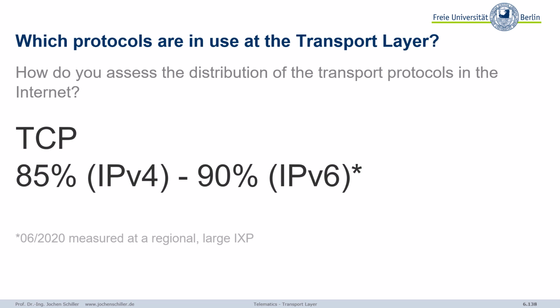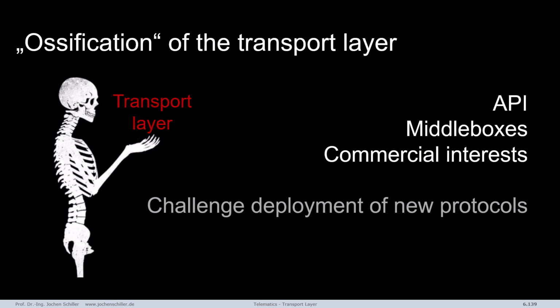Many efforts to change this, many efforts to implement new protocols, but there's a problem. And this problem is well known, and it's called the ossification of the transport layer. What does it mean? Ossification. The transport layer, the use of TCP and UDP, is more or less hardwired into the network. Why hardwired into the network?